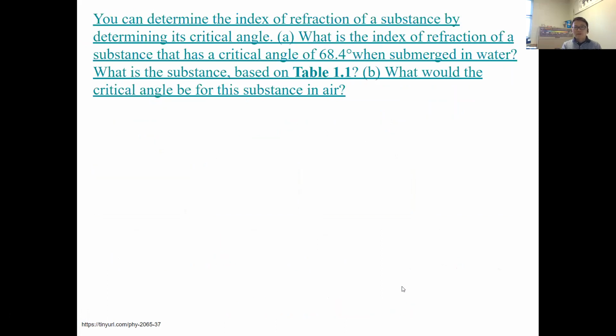All right, let's take a look at this example here. It says you can determine the index of refraction of a substance by determining its critical angle. What's the index of refraction of a substance that has a critical angle of 68.4 degrees when submerged in water? And what's the substance based on table 1.1? What would be the critical angle for this substance in air?